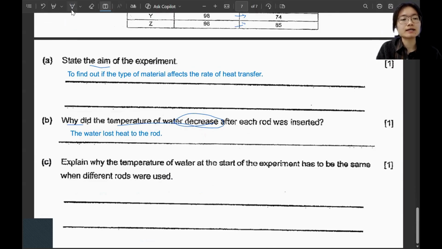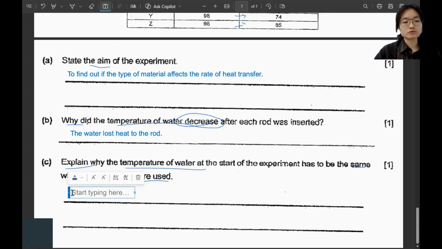Finally, explain why the temperature of water at the start of the experiment has to be the same when different rods were used. What type of question is this? This is asking about why there's only one change variable, right? Why we keep a variable constant.